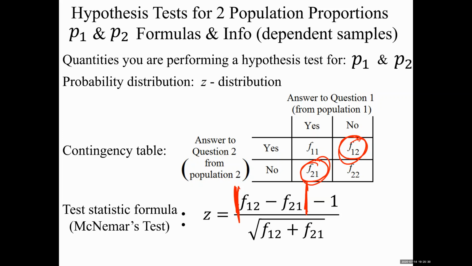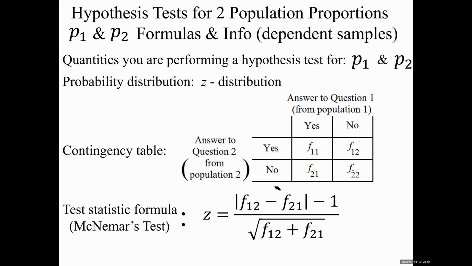One thing that I think is really interesting about this formula is we can completely ignore these two numbers. We don't even need them. They're not in the formula at all. You just need the diagonal numbers, F12 and F21, not F11 and F22. So that's your test statistic formula. And then, same kind of thing, you check: does it land in the rejection region? If it does, we reject H0. Otherwise, we don't reject H0.